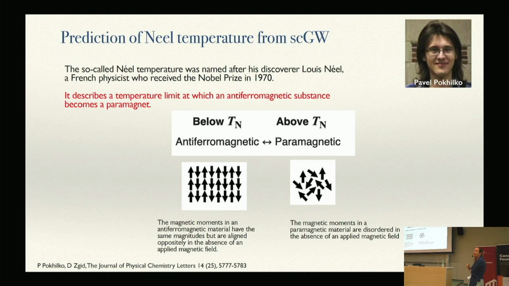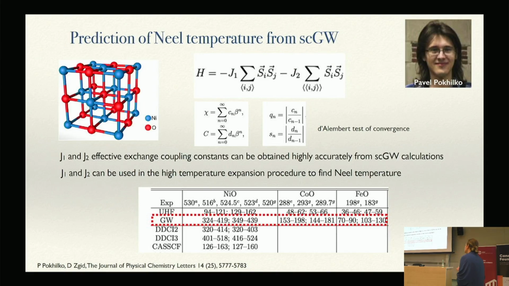So we can evaluate the Néel temperature. See, the Néel temperature is like a transition temperature. Below the Néel temperature, the solid is magnetically ordered, like for example, it's antiferromagnetic. And above the Néel temperature, the spins become randomly disordered. So this is like a transition temperature. This is actually very non-trivial to calculate fully ab initio in a solid.